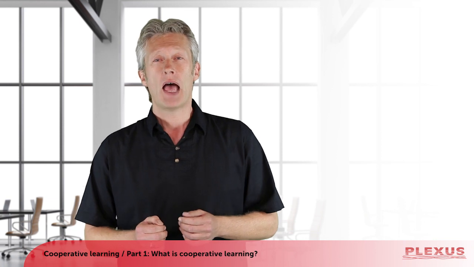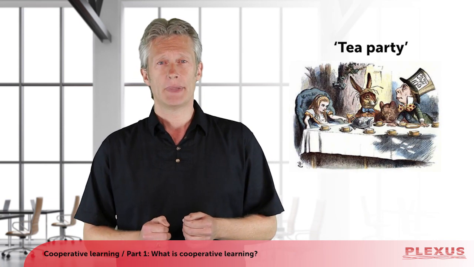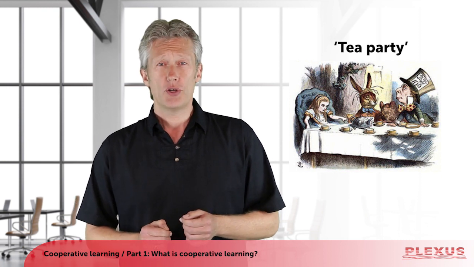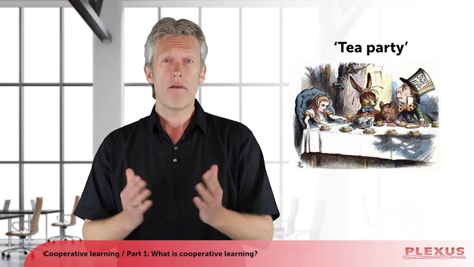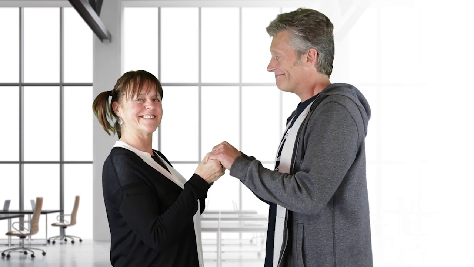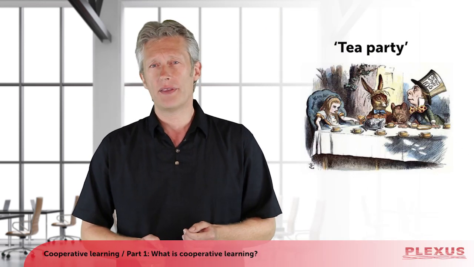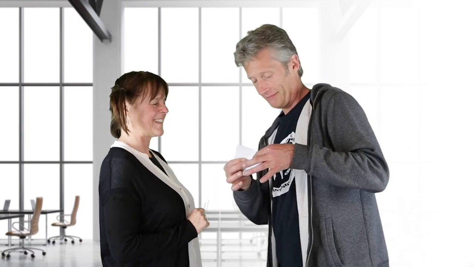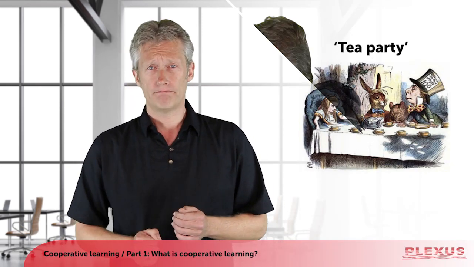And finally, our third example is called Tea Party. In this activity, students form two concentric circles or two lines facing each other. They are given a question on any aspect related to what they are studying, and are asked to discuss this with the student facing them.